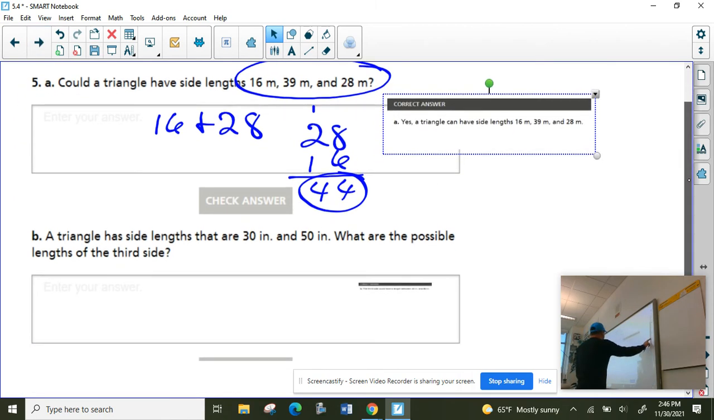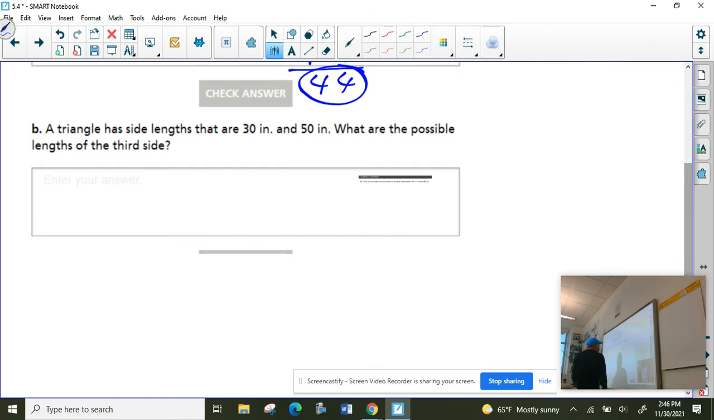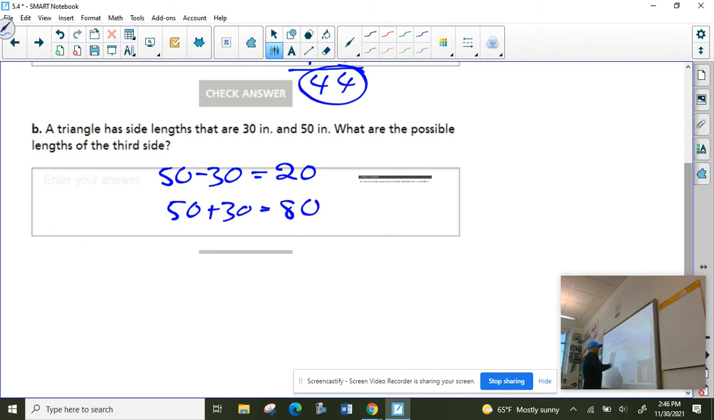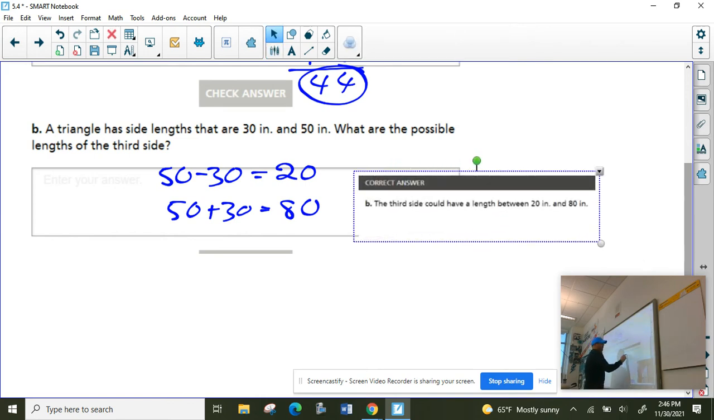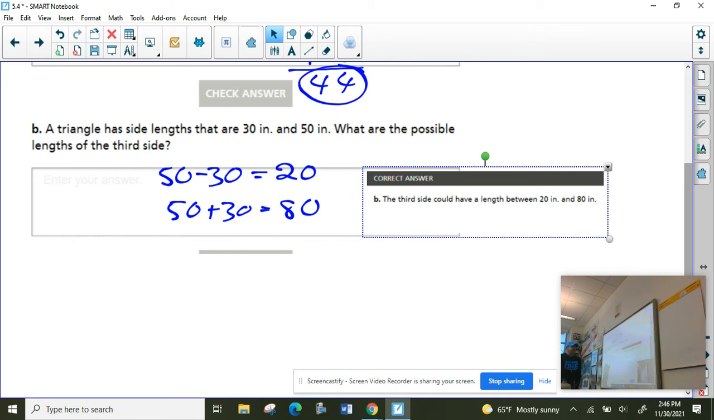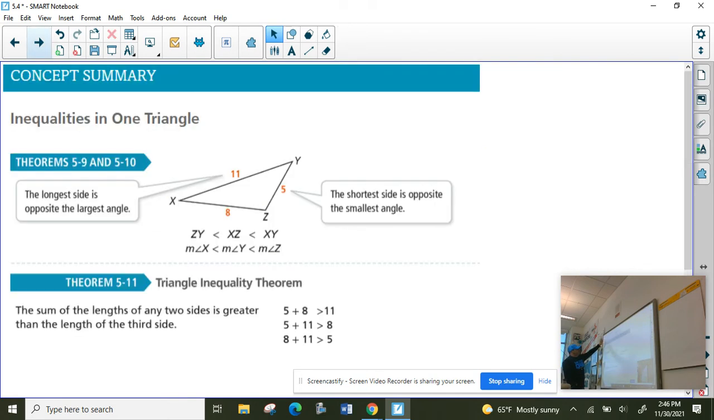Okay? Now for part B. What are the possible lengths? Well, as I said earlier, you subtract them and you add them. So it has to be bigger than 20, but smaller than 80. Okay, the third side needs to have a length between 20 and 80 inches. And there is your statement there. If you need to pause it and write this down, you can. This is what we learned today.